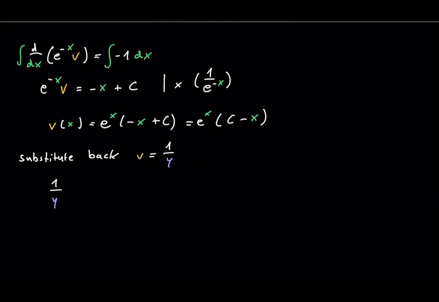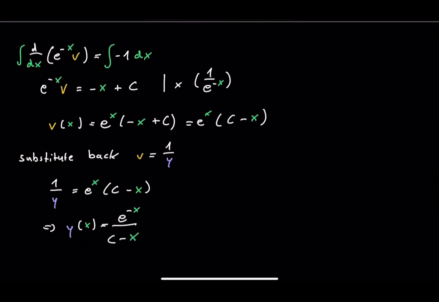Substituting back, we get 1 over y equals e to the x times (c minus x). Finally, take the reciprocal to find y. y of x equals e to the negative x over (c minus x). And that's your general solution.